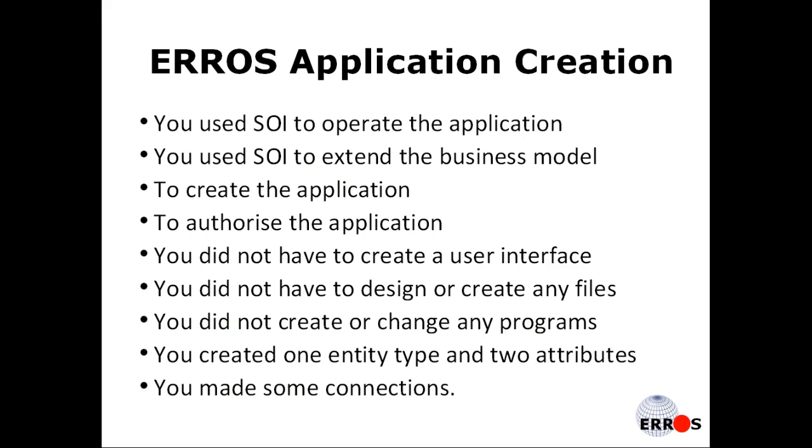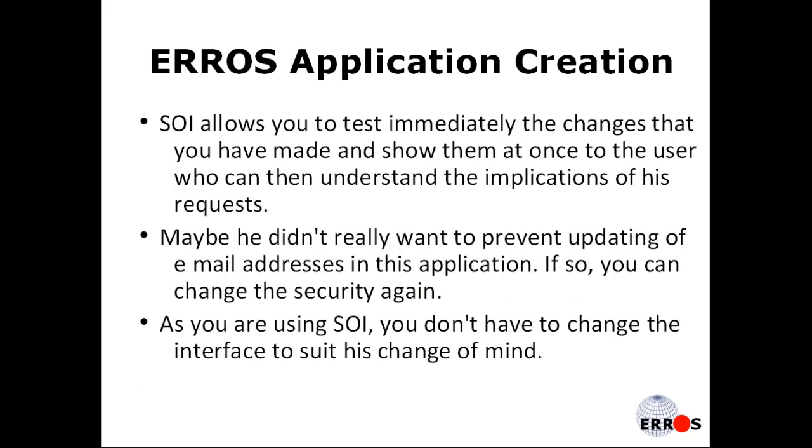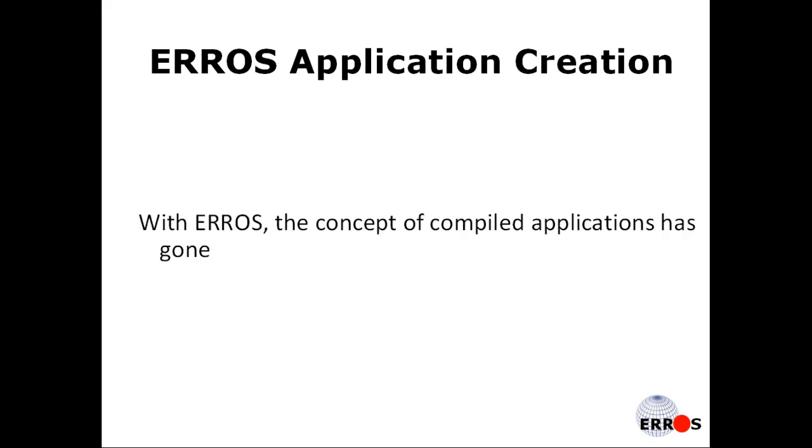It was very simple. Using SOI allows you to test immediately the changes that you have made and show them at once to the user, who can then understand the implications of his requests. Maybe he didn't really want to prevent updating the email addresses in this application. If so, you can change the security again. As you are using SOI, you don't have to change the interface to suit his change of mind. No specialist technical skills were required. As new requirements arose, they could quickly be accommodated whilst the application was still running.